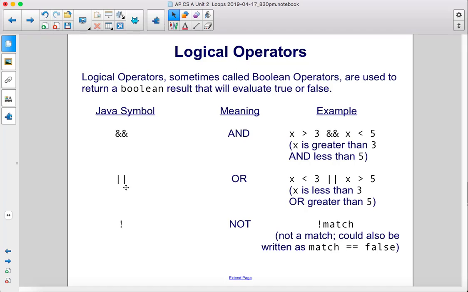X is greater than 3 and x is less than 5. Here we have two vertical lines, and that means or. X is less than 3 or x is greater than 5. And finally, we have the exclamation mark, which means not. So, for example, if the variable was match, not match could also be written as match is false.